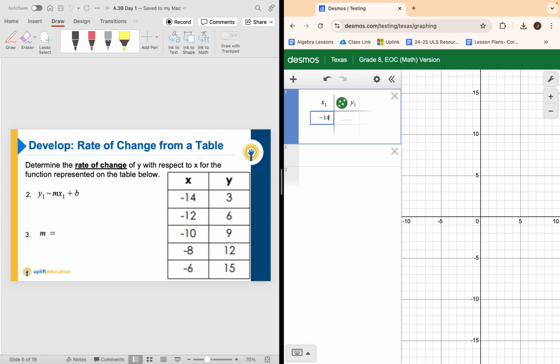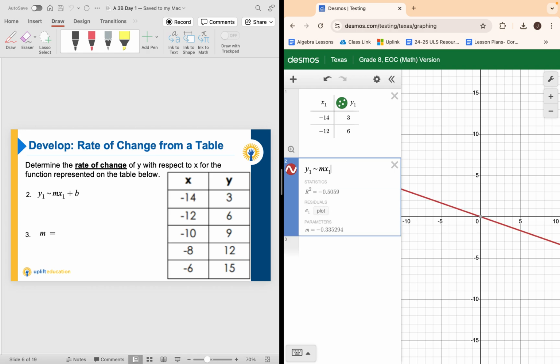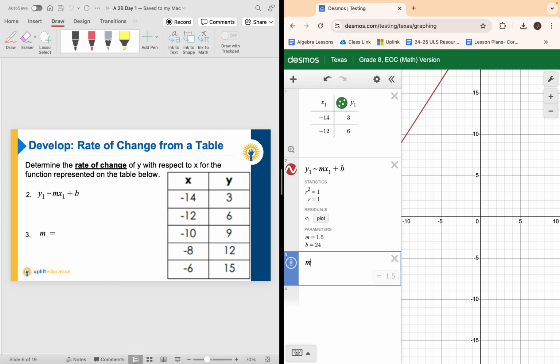So I need 2 points. On my x, I have -14 and -12, and on my y, I have 3 and 6. y1 ~ mx1 + b is my equation. So my m, I'm going to turn to fraction form, is 3/2. Remember, all we have to do is type the m right there, and then we're good to go. So we have m equals 3/2.